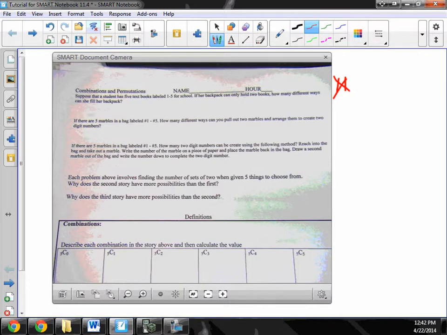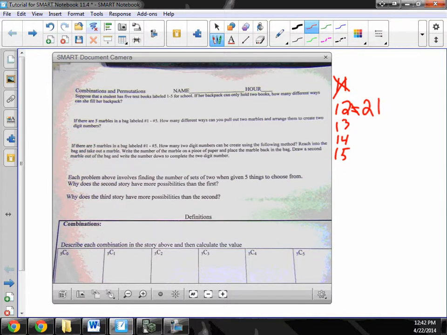Okay? So 12, 13, 14, 15. For my next column? 21. Wait a minute. 21 and 12 are the same thing. Right. This time I'm arranging them. I'm ordering them. So 12 does not equal 21. That's called a permutation. So down under permutation, 12 does not equal 21.